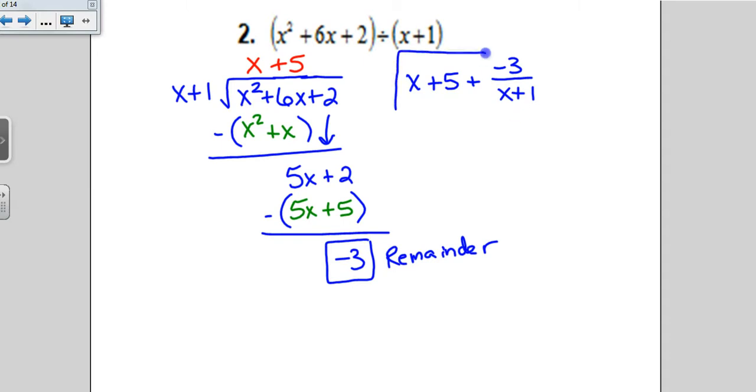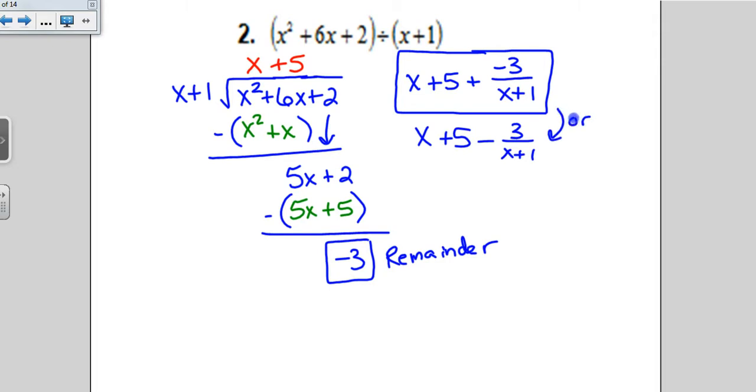So this is our answer, and the only other acceptable form of this answer that I would accept is if instead of saying plus a negative 3 over x plus 1, you could write it as x plus 5 and then just say minus 3 over x plus 1. So you could bring that negative down. So either one of these answers is great.